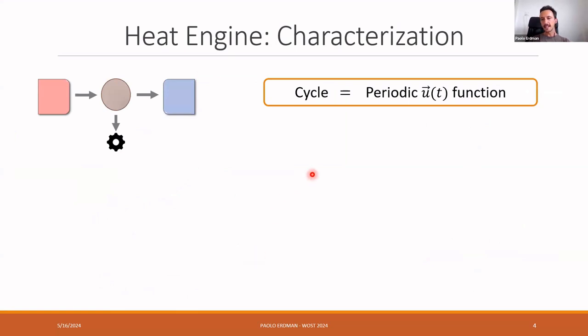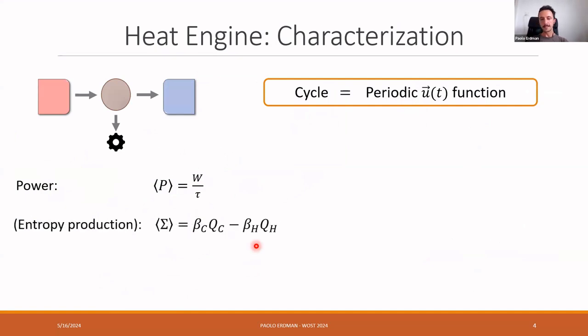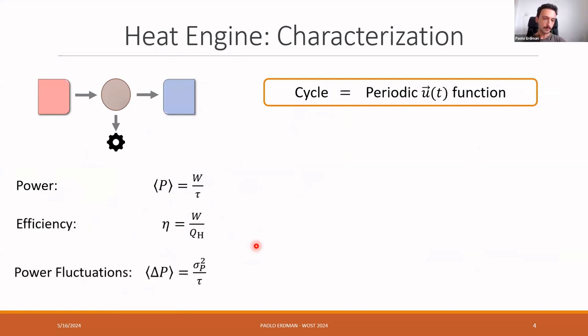Now, let's say we have an assigned control or an assigned cycle. The performance of a heat engine is mainly characterized by the power, which is simply the work over time, or by its efficiency, which is the work we extract divided by the input heat. Or instead of maximizing the efficiency, we could also think of minimizing the entropy production. And another quantity is also power fluctuations, which we quantify as the variance of the work distribution divided by time.